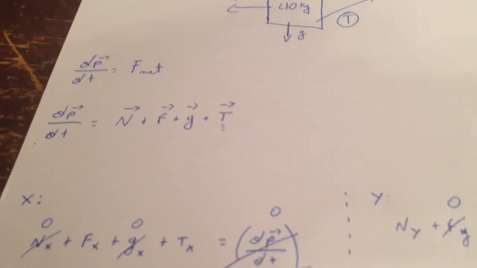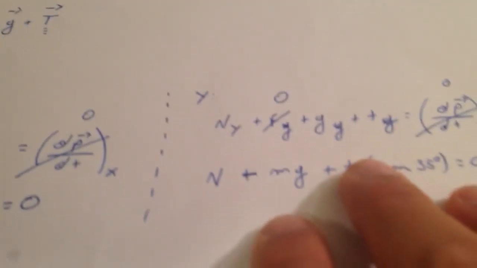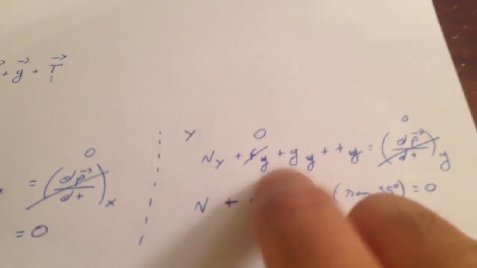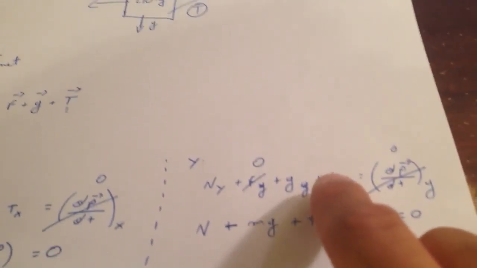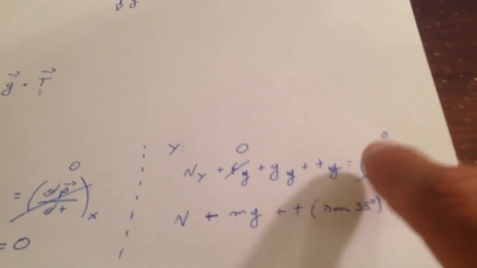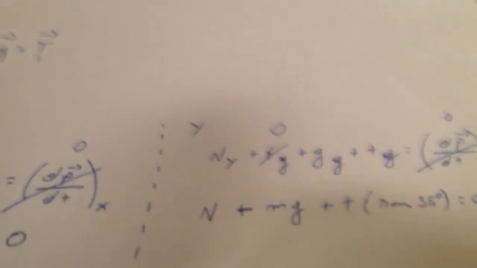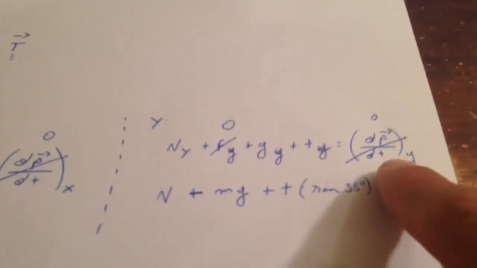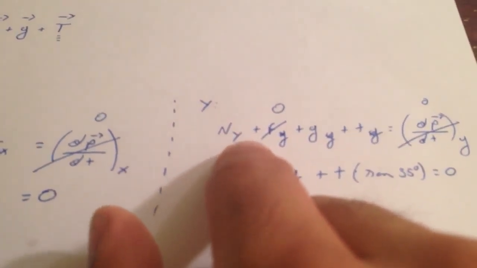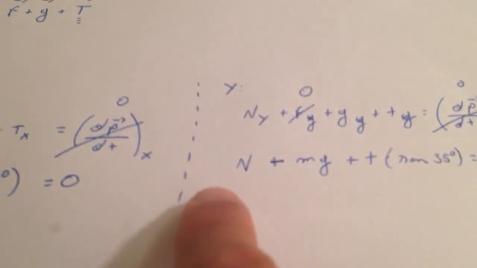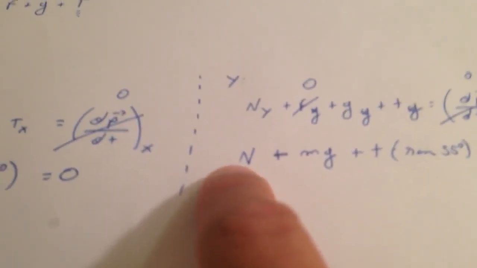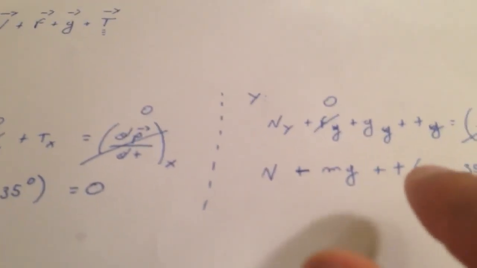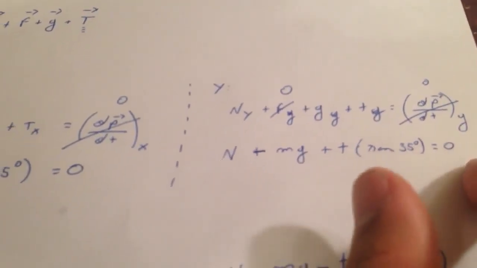Now let's do the same thing in the y direction. The normal force in y plus the frictional force in y plus the gravitational force in y plus the tension force in y equals the rate of change of momentum in the y direction. Same thing here: the speed is constant, so the rate of change of momentum is 0. The frictional force in y is 0. So I only have the normal force minus mass times gravity plus the tension force times sine of 35 equals 0.